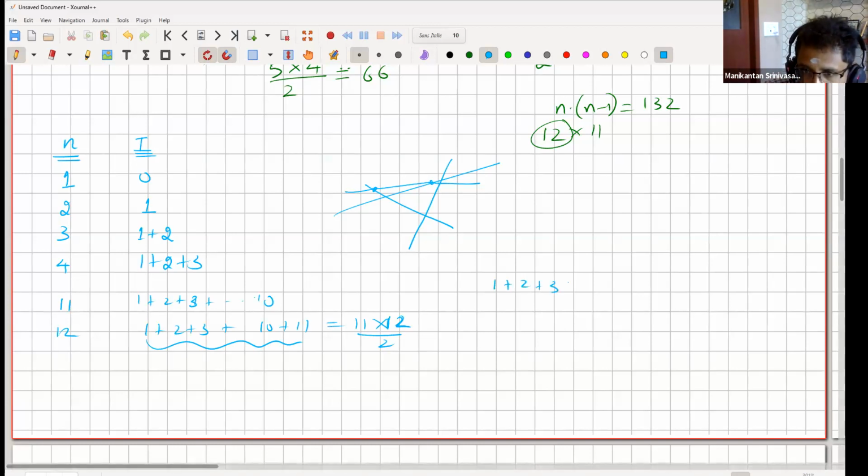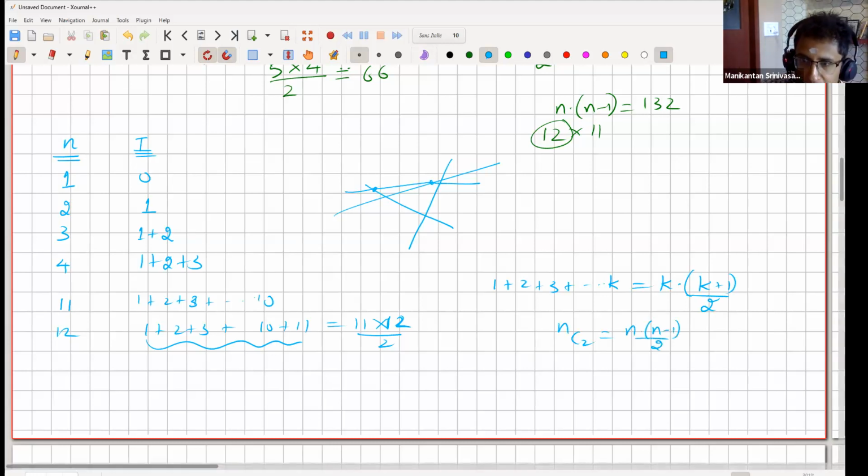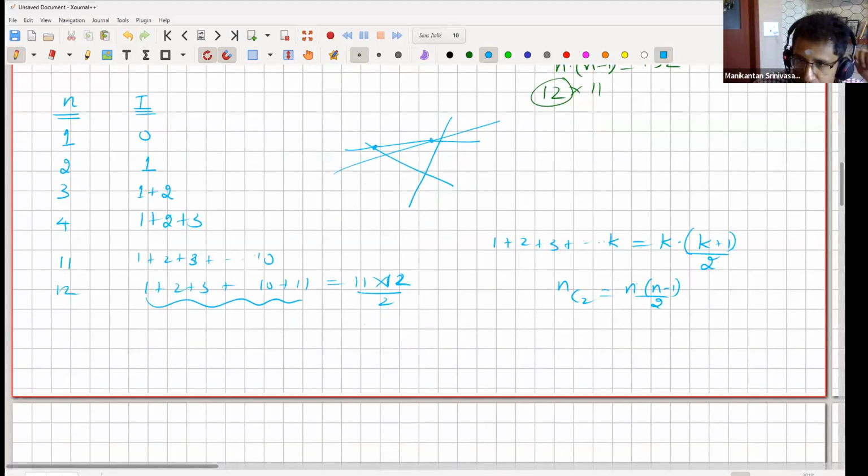1 plus 2 plus 3, so on till k, is k into k plus 1 by 2, right? And n choose 2 is n into n minus 1 by 2. So the same problem could be viewed in 2 ways. 12 choose 2 is 12 into 11 by 2. Or 1 plus 2 plus 3, so on till 11, which is 11 into 12 by 2.